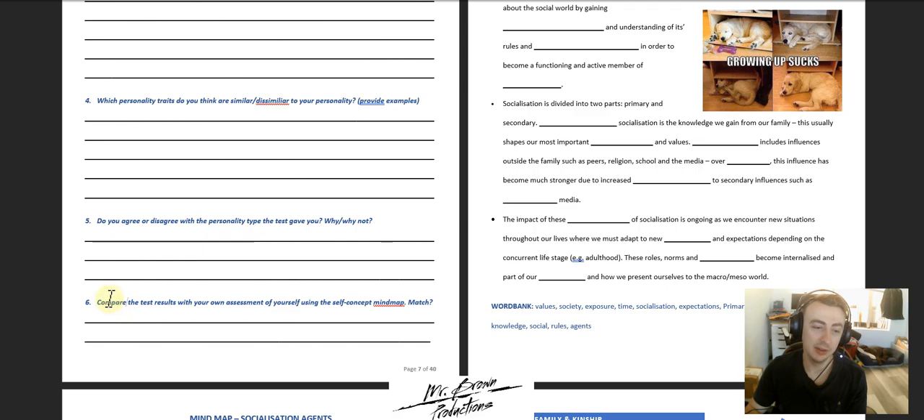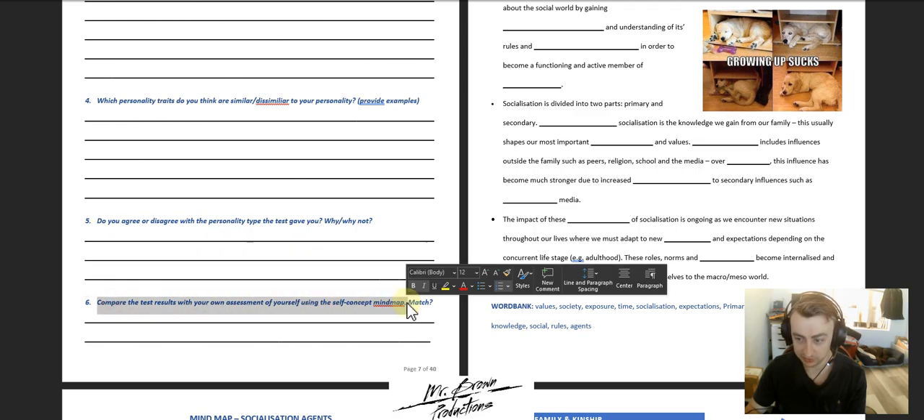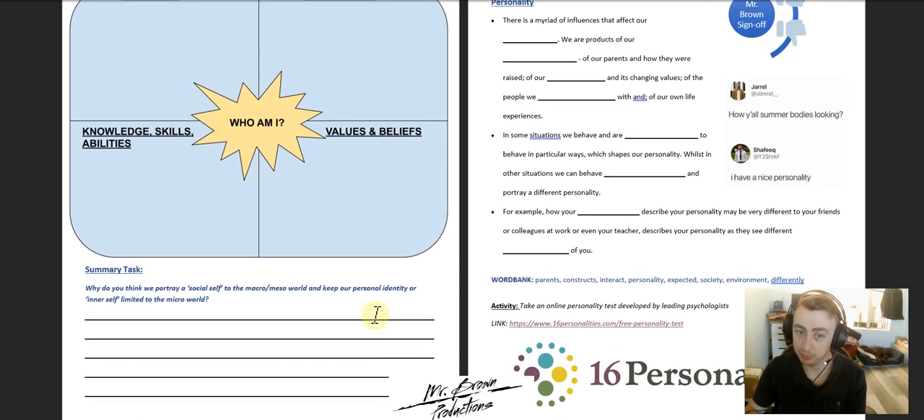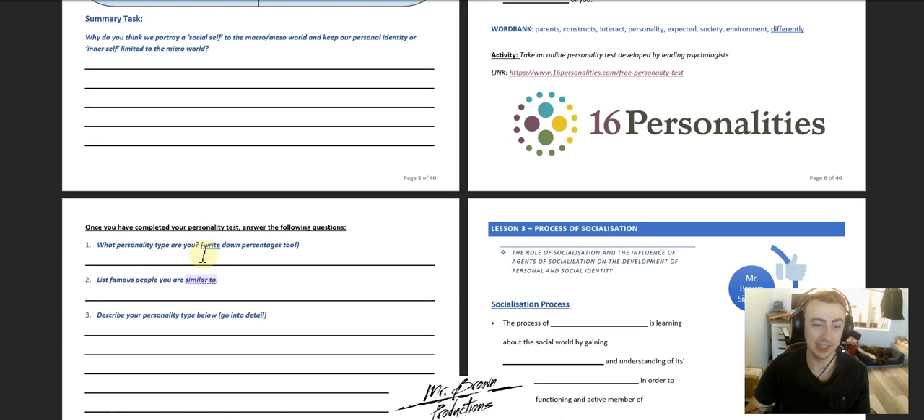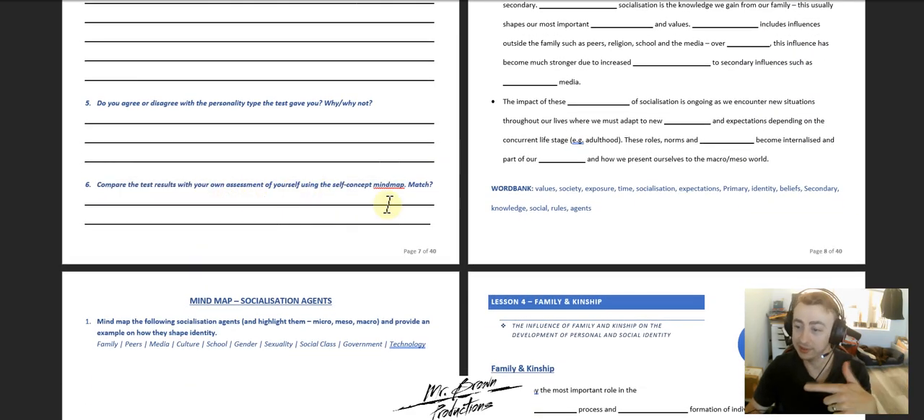And then I would love you to compare your test results with your mind map that you've completed from last lesson. Did the personality traits that you listed, the values, knowledge and skills, align with the ones that the test gave you? It would be interesting to see.